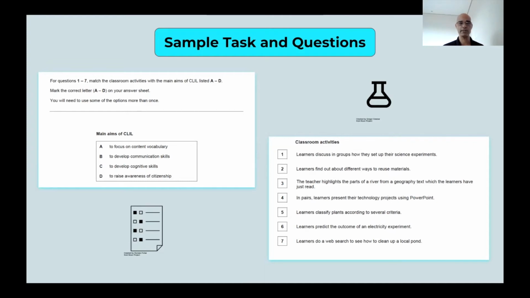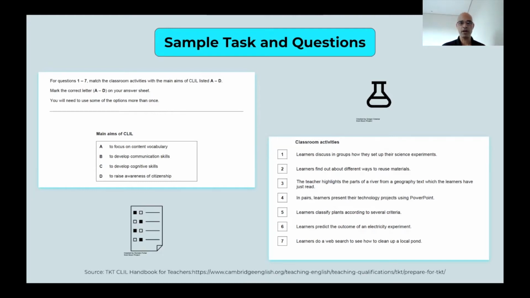Develop communication skills, develop cognitive skills, raise awareness of citizenship. So you would have to discuss which one of those aims corresponds to question number 1, and so forth. Of course, we're going to get back to these questions and answer each one of them and discuss the question in an appropriate video. But this video is just to give an overview of what's going to be on the test.